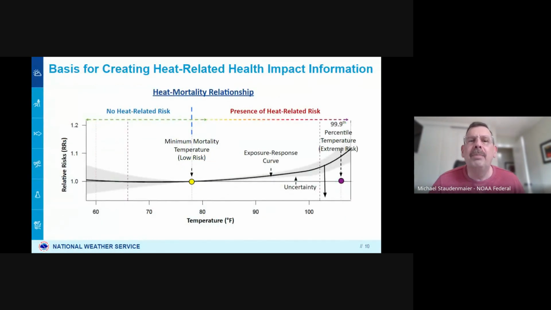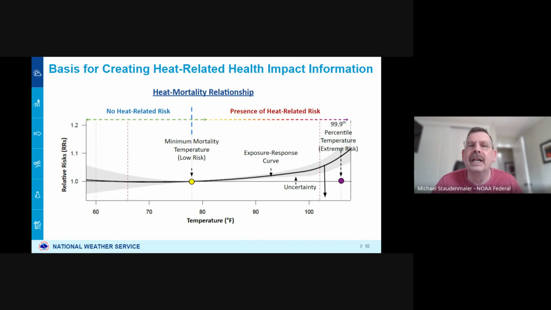So here's an example of what a temperature mortality relationship for a single county city pair would look like. So briefly, the y-axis denotes health risks and the x-axis denotes temperature. The area to the left of the blue vertical dashed line is the no risk zone where the effect of heat is not observed. The area to the right of the blue vertical dashed line is the heat sensitive risk zone.